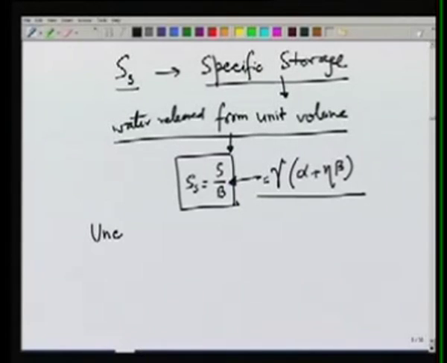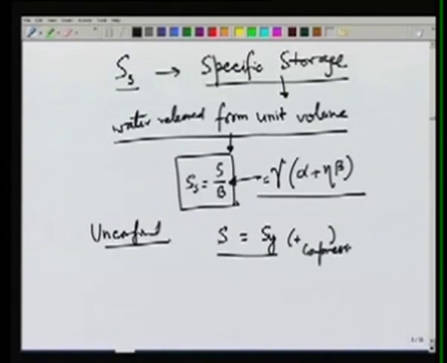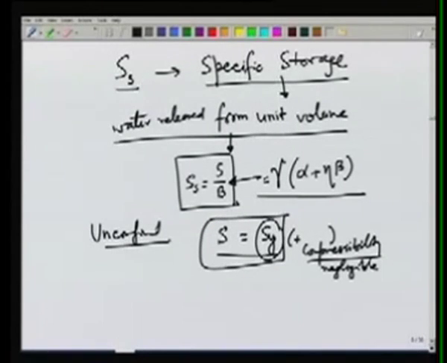For unconfined aquifer, the storage coefficient S is equal to the specific yield. Although there is a small component which comes from the compressibility, typically it can be ignored with respect to Sy. So compressibility terms are generally negligible, and therefore for unconfined aquifer the storage coefficient S is taken as Sy.